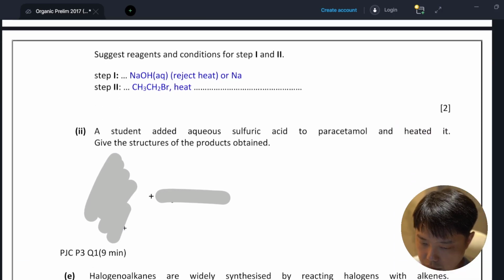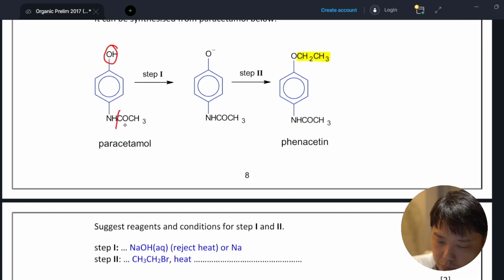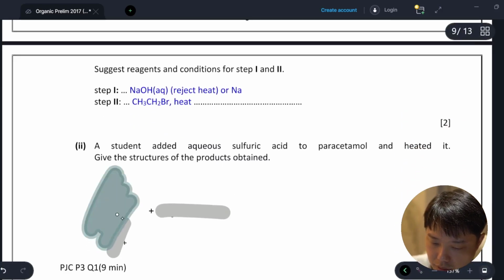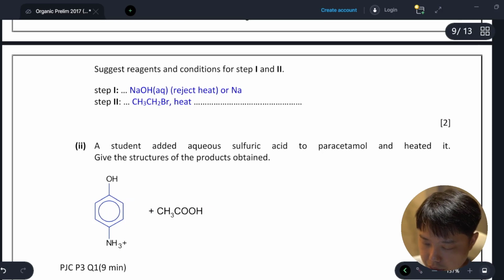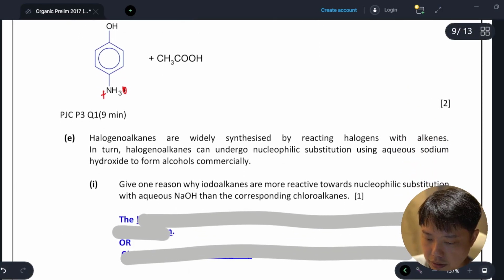Okay, for part 2, a student added aqueous sulfuric acid to paracetamol and heated it. So if you add sulfuric acid to paracetamol, you are going to cleave the amide linkage. So this part here is going to become ethanoic acid. This part here is going to become protonated phenylamine. Okay, so basically that is just what happens. I think the positive sign would be better put on the end instead. Okay, so that's it for this question from PJC.